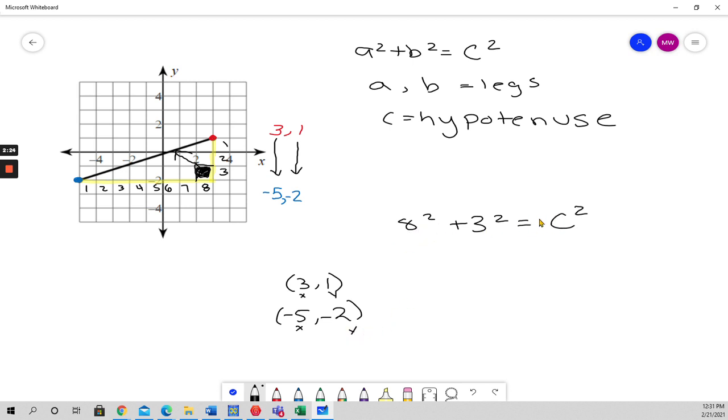8 squared plus 3 squared equals c squared, which is true because when we counted the boxes, that is what we got. So 8 squared plus 3 squared equals c squared, so 64 plus 9 equals c squared. 64 and 9 is 73, so c squared equals 73. I don't want c squared, I want c, so I'm going to take the square root, and I'm going to get the square root of 73.